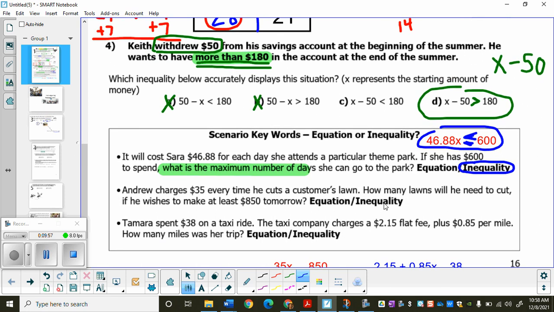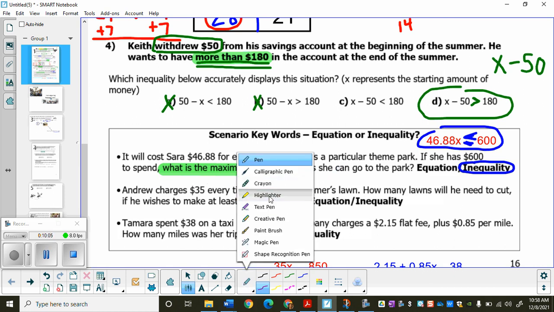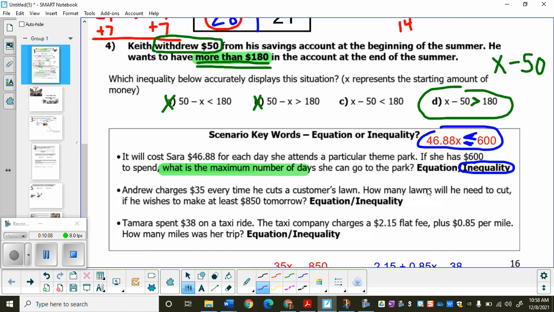All right. For the next one, Andrew charges $35 every time he cuts a customer's lawn. How many lawns will he need to cut if he wishes to make at least $850 tomorrow? At least $850 tomorrow. So I think you already know that the "at least" lets us know we're going to have an inequality symbol, at least 850. So now let me move this one to right here so we can see what we're dealing with. So $35 per lawn that he mows, and he needs to make at least 850.